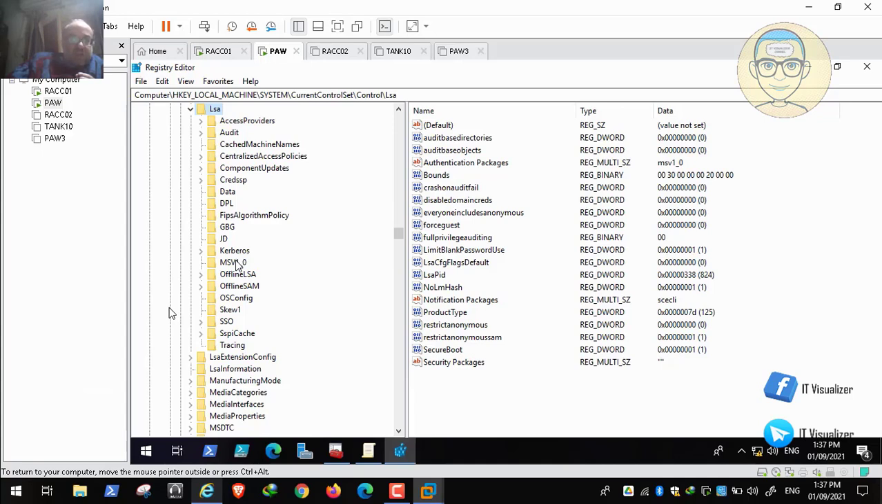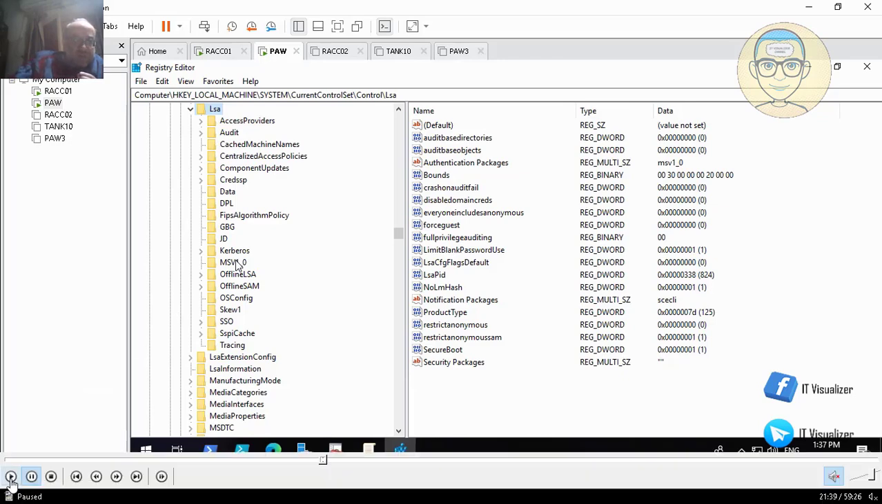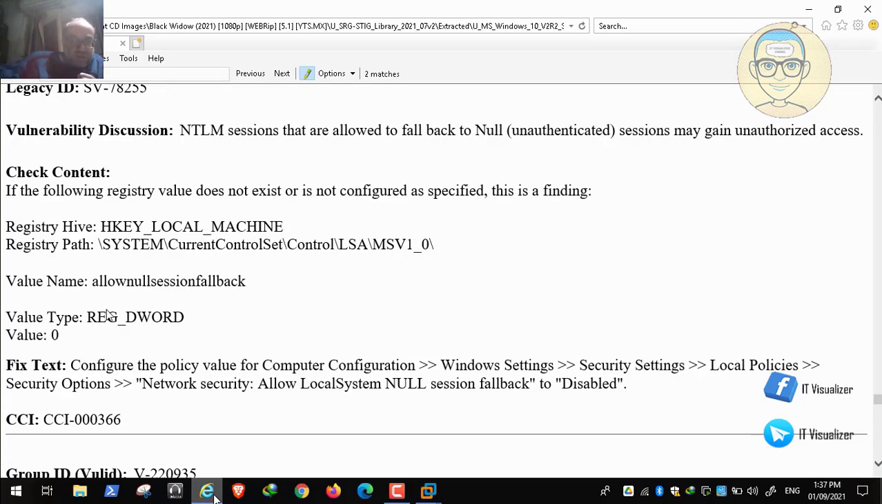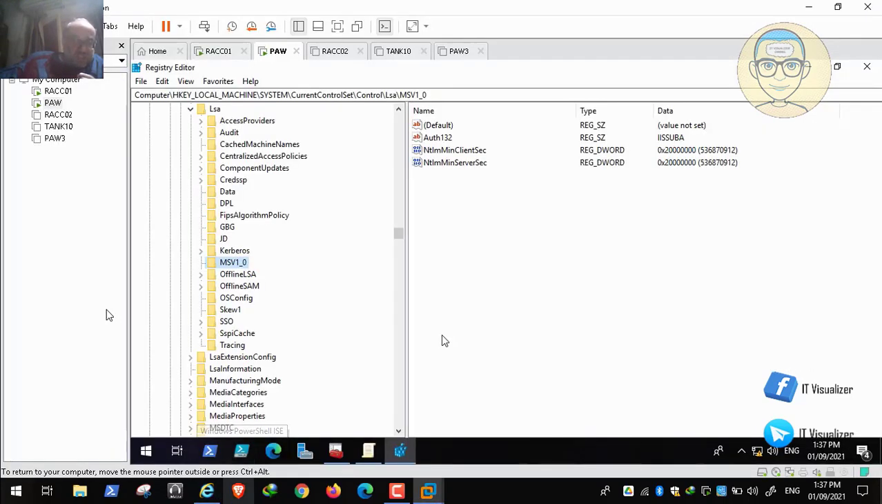For example, if he is using Kerberos and you are using NTLM, you are giving the option to fall back, or to access the machine locally using the NTLM protocol. I think this is what I have understood from it. Anyway, let's see if this is what he's talking about. He's talking about allow local system null session. Okay, so local system means local system.